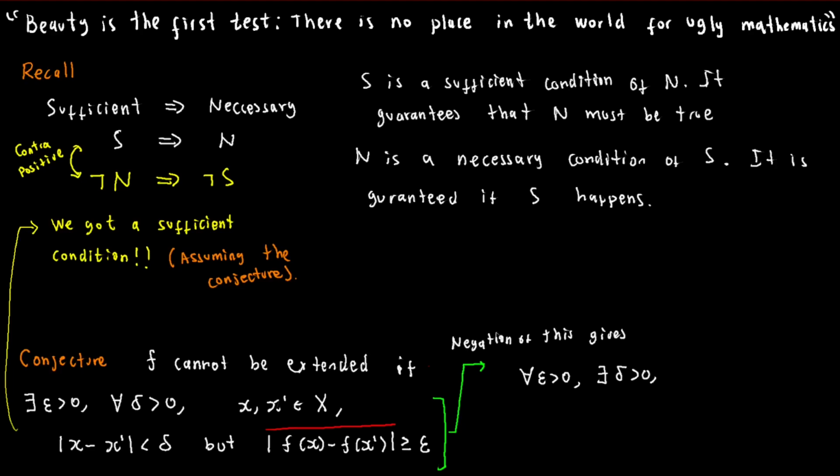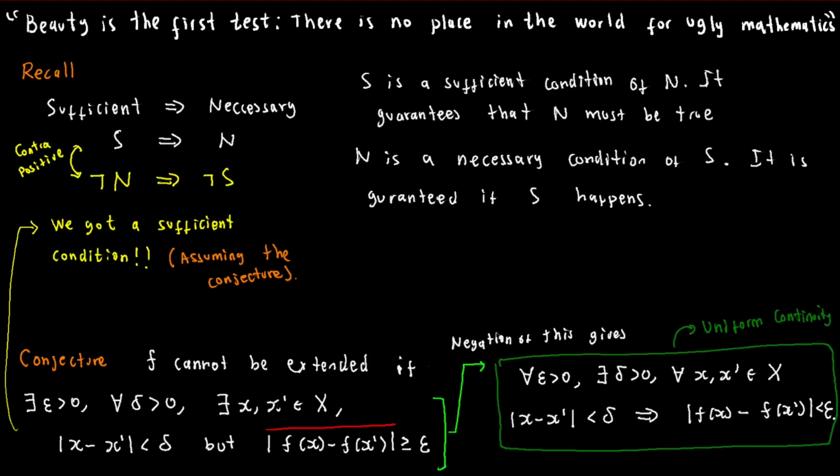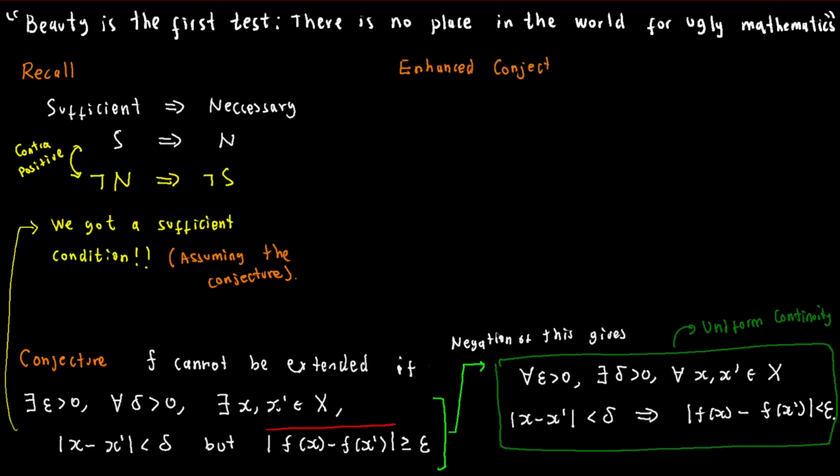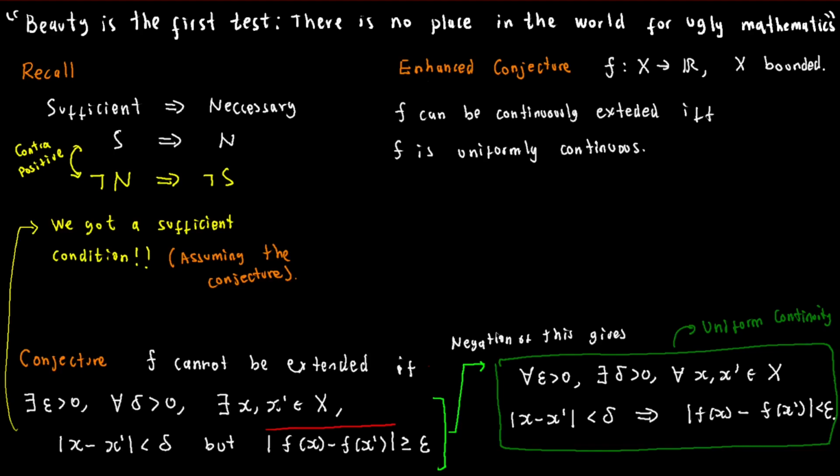It turns out that not only is the conjecture true, but if we limit ourselves to bounded sets X, the condition is also necessary. In other words, a real-valued function f over a bounded set X admits a continuous extension to the closure of X if and only if for every epsilon greater than 0, there exists a delta greater than 0, such that for any x and x prime in X, if the distance between x and x prime is less than delta, then the distance between f of x and f of x prime is less than epsilon.